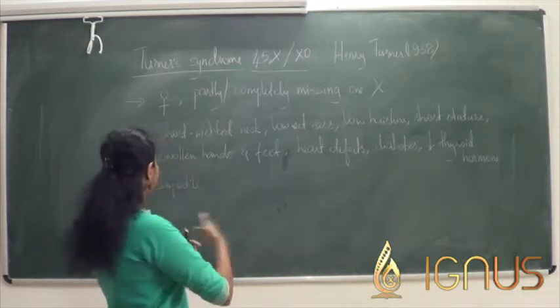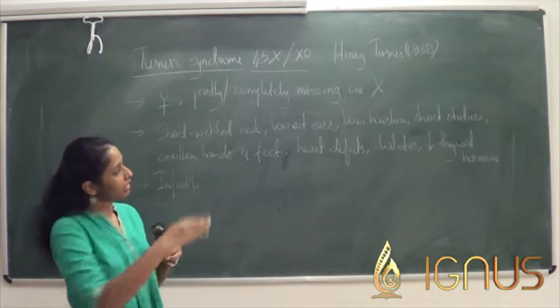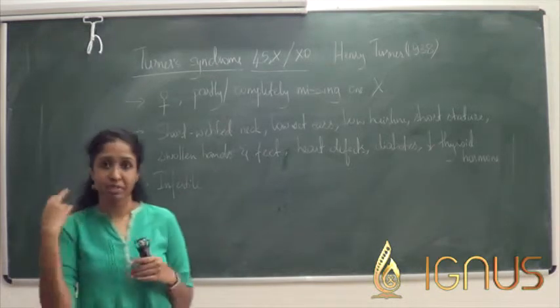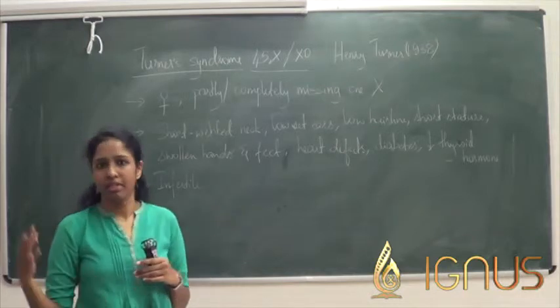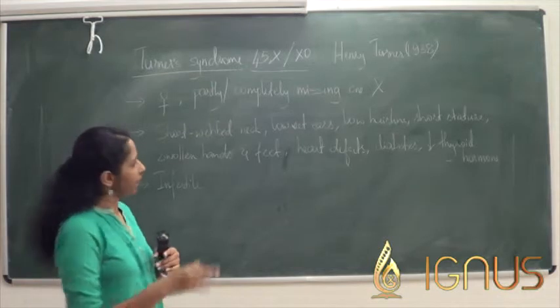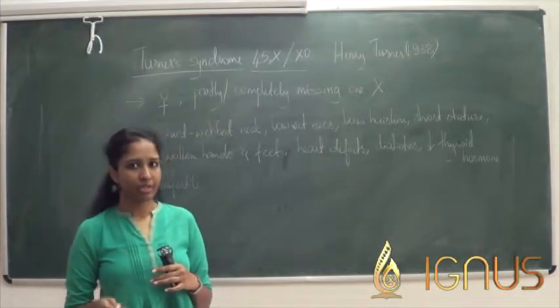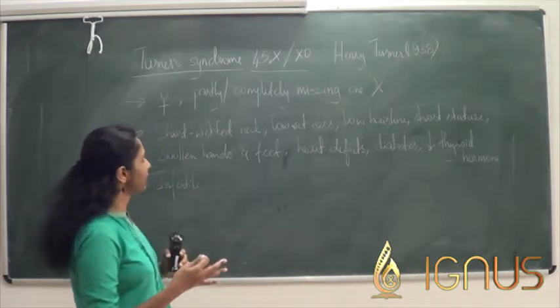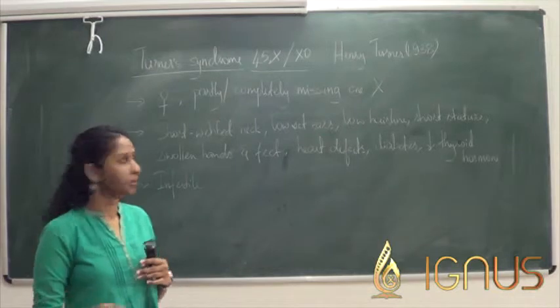Turner syndrome will have symptoms such as a short webbed neck, low-set ears, a low hairline, specifically at the back of the neck, short stature, swollen hands and feet, heart defects, diabetes, and a low level of thyroid hormone. Now, unlike Klinefelter syndrome, with Turner syndrome all of the symptoms are pretty much seen at birth.